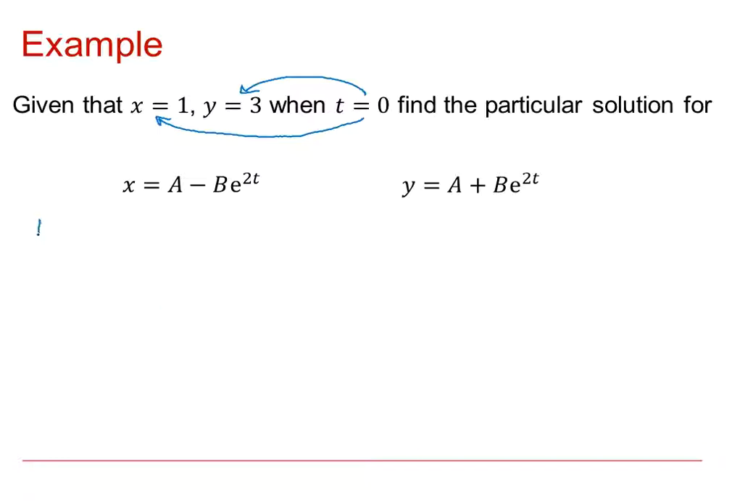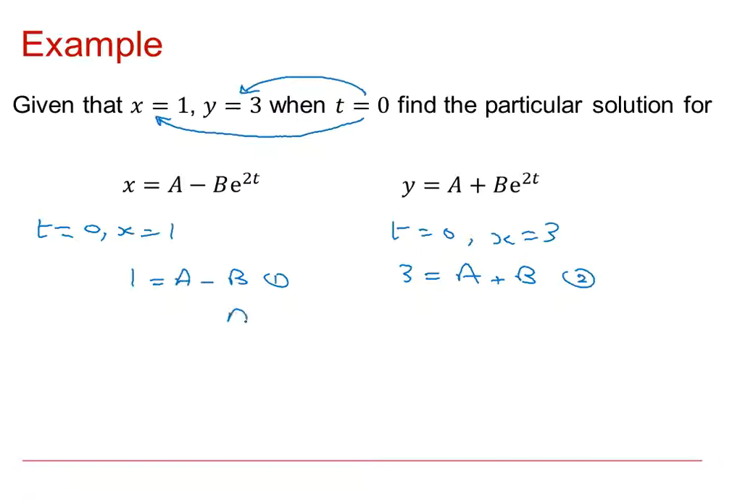So starting with t is 0, x equals 1, subbing those straight into our first equation, we get 1 equals a minus b. And we're also told that when t is 0, y is 3, subbing those in, we get 3 equals a plus b. And if we solve these simultaneously, we get a is 2, b is 1.